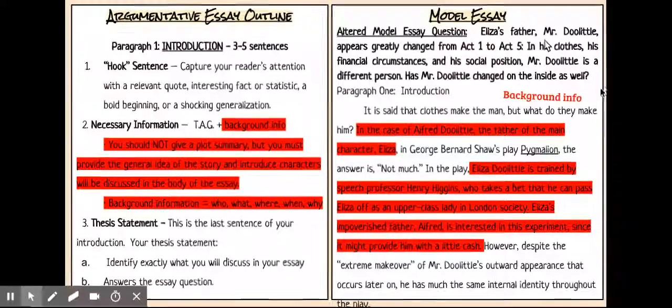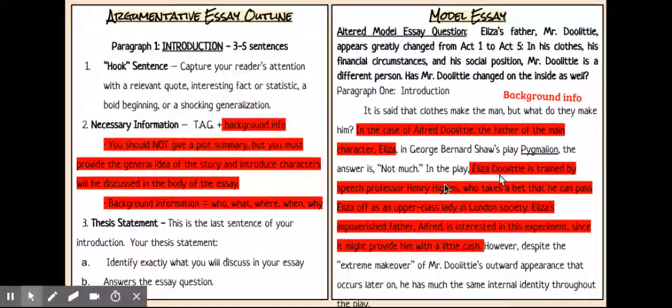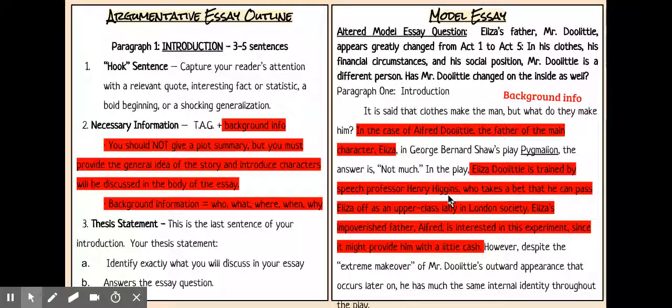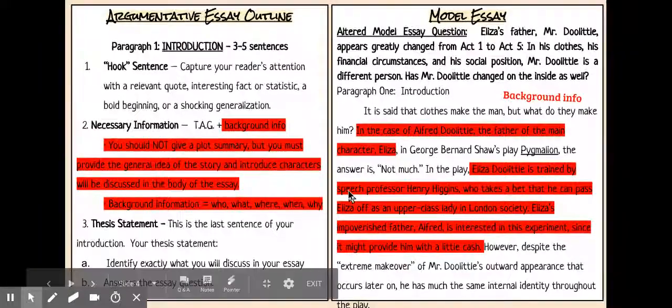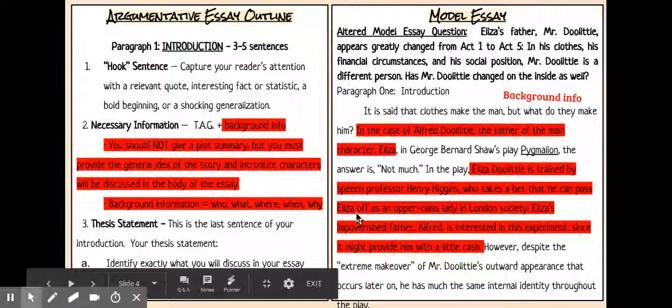Let's take a look at our model essay. We have the who, Alfred Doolittle, Eliza, Henry Higgins. Those are the important people according to this model essay prompt. We have the what is happening. Henry Higgins is taking on a bet that he can pass Eliza off as an upper class lady. Where? In London. Why? The same thing, to pass Eliza off as an upper class lady.